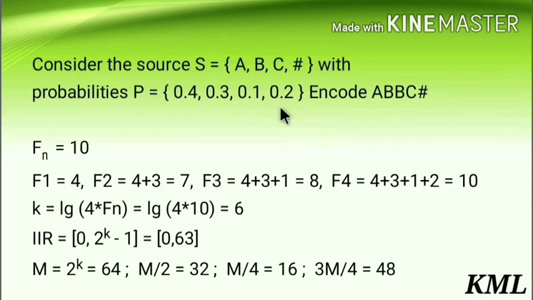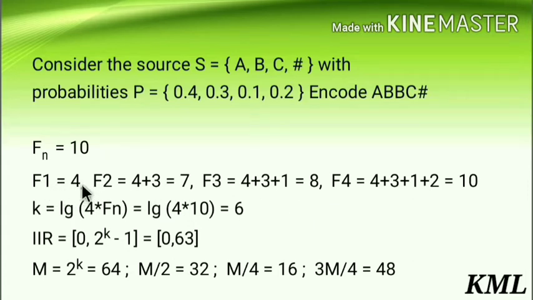So I have the problem here and these are the calculated values. Now see here, we have to calculate four more values, f1, f2, f3 and f4. This will be used while calculating the sub intervals. So what is your f1?